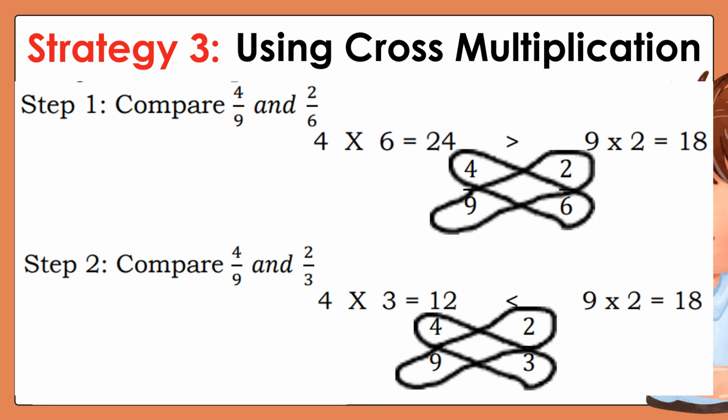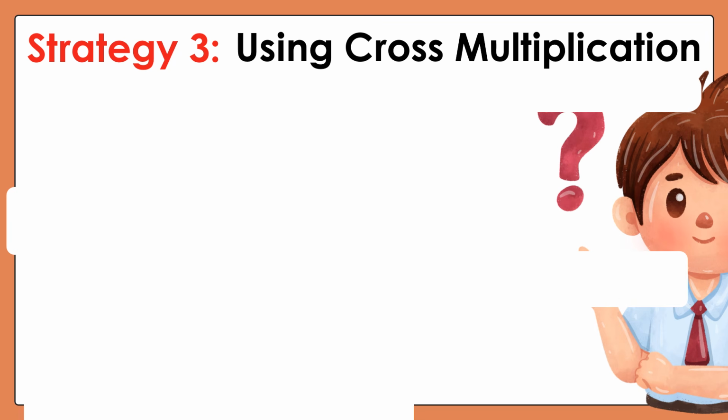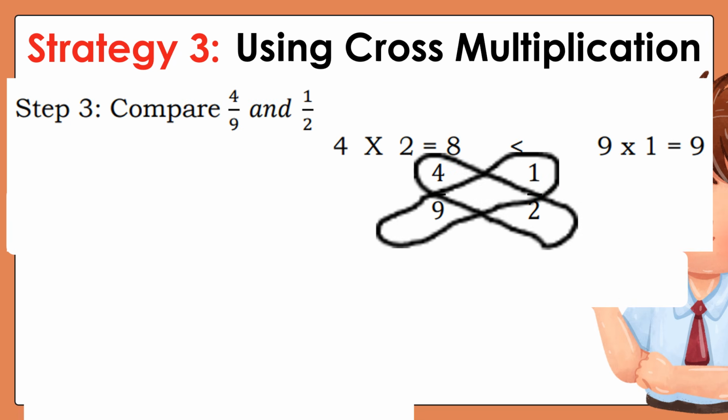Step 2, compare 4/9 and 2/3. 4 times 3 is equal to 12, is less than 9 times 2 is equal to 18. Step 3, compare 4/9 and 1/2. 4 times 2 is equal to 8, is less than 9 times 1 is equal to 9.